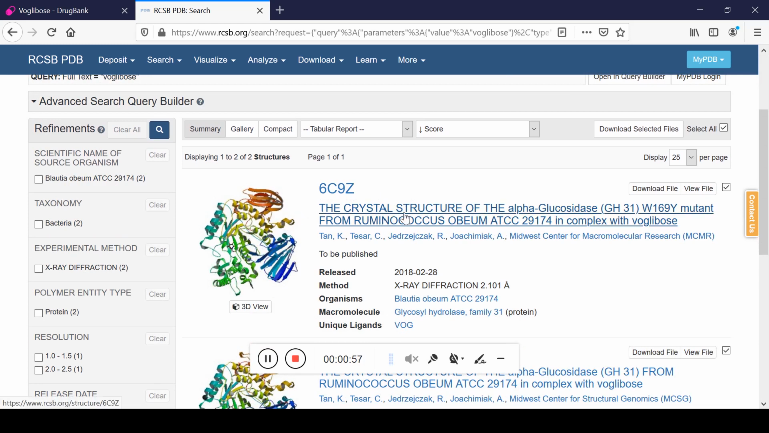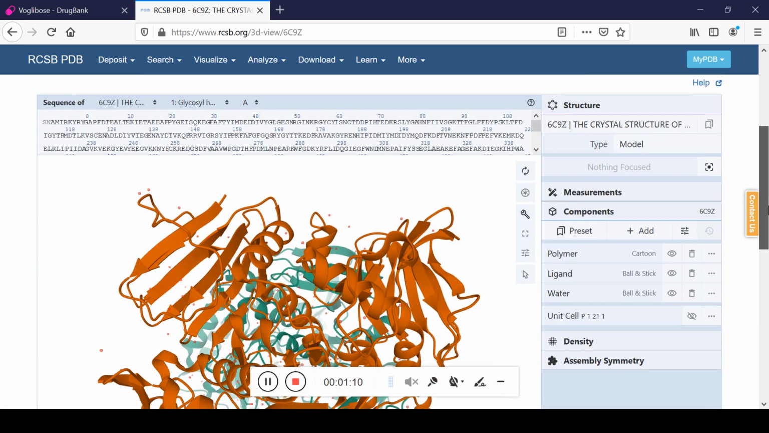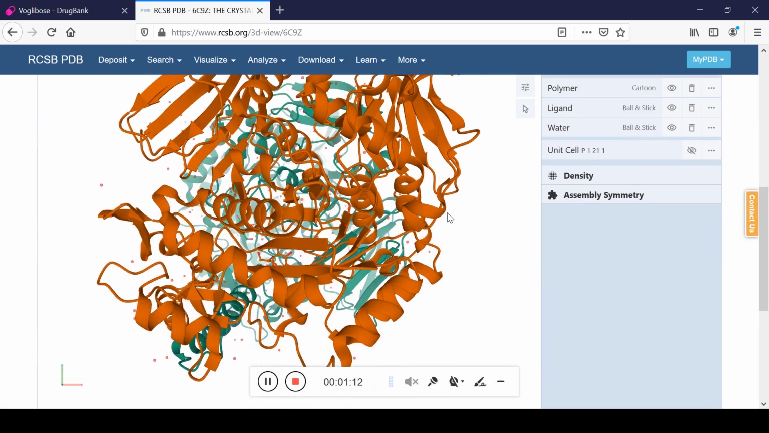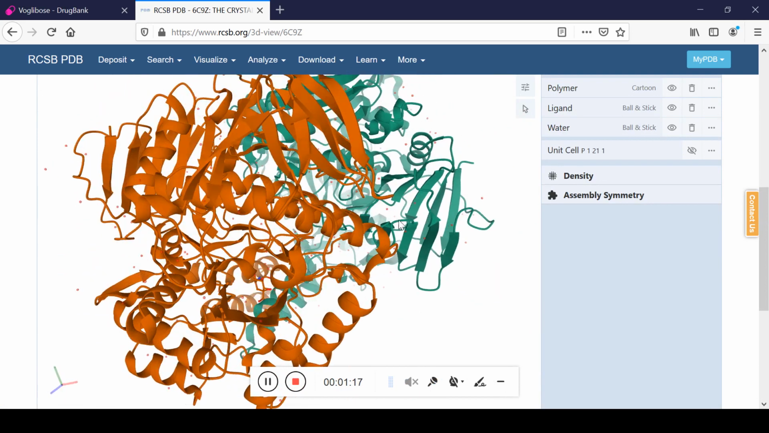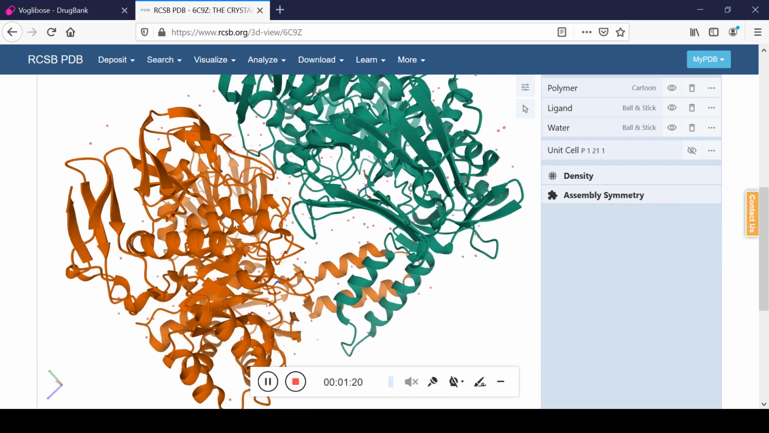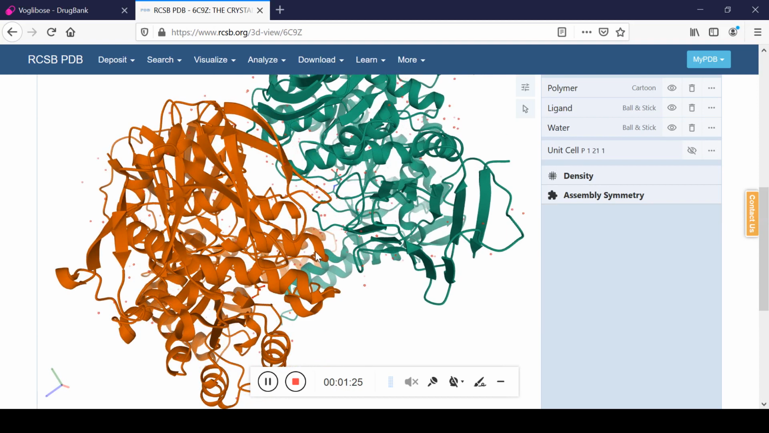So this is a co-crystal structure. If I click, this is actually alpha glucosidase. If we try to observe it in 3D form, this is how the protein will look in its 3D form, and this is how we can rotate. This is actually a three-dimensional structure of the enzyme alpha glucosidase, and it is in complex with the drug Voglibose. So we'll see how Voglibose remains in bound form with alpha glucosidase.